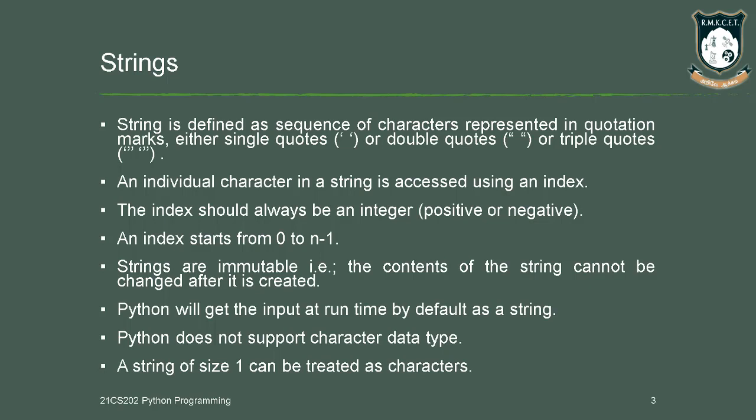Each and every character in a string has an index number, and the characters can be accessed by using that index number, which can be a positive integer as well as a negative integer, right? So each character has its own integer, positive or negative, and the indexing starts from 0 to n minus 1. That is, if a string has a total of 6 characters, the indexing will be from 0 to 5, that is 0 to n minus 1.